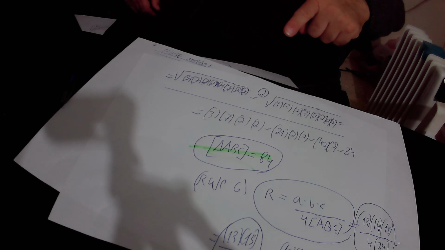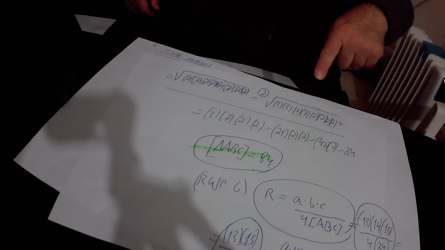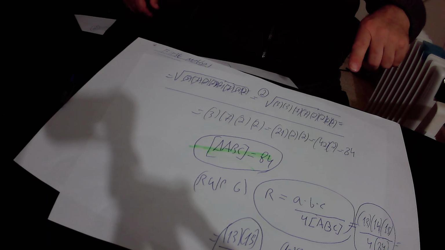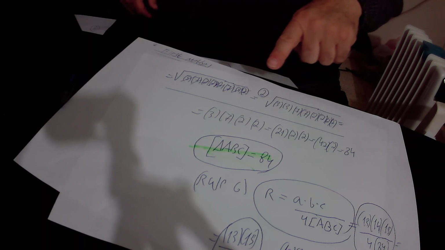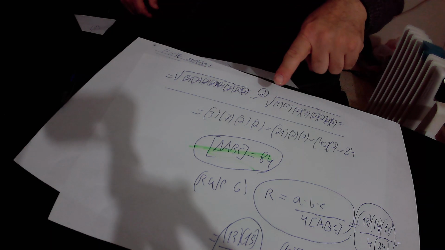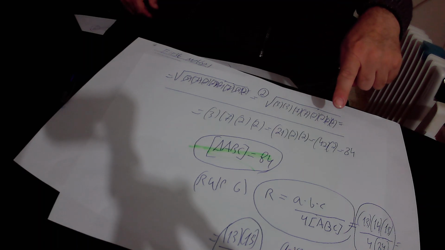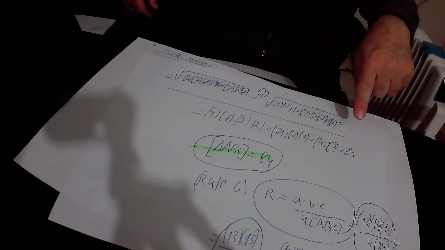The square root of 3 times 3 is 3, the square root of 7 times 7 is 7, and the square root of 2 times 2 is 2, and again the square root of 2 times 2, that is 2. 3 times 7 is 21, so it is 21 times 2 times 2. 21 times 2 is 42, and 42 times 2 is 84.